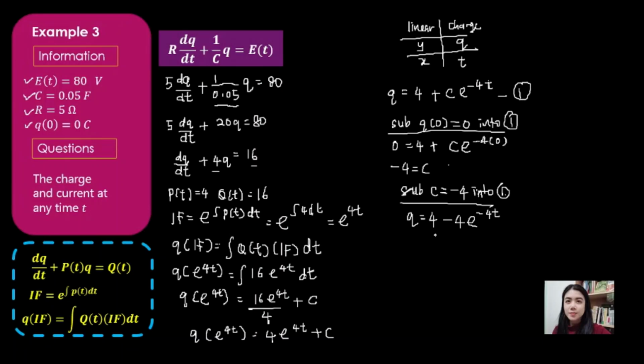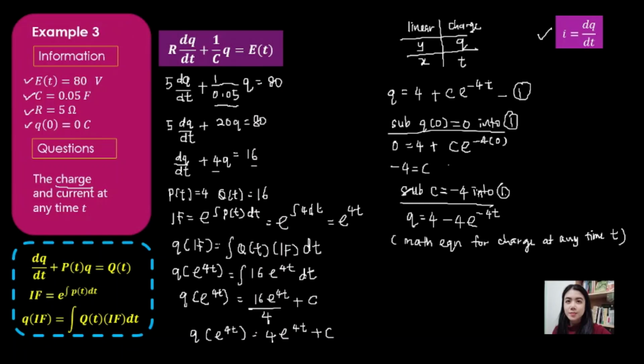This is the mathematical equation for the charge at any time t. Now we have settled this one, then we're going to find the current at any time t. So how are we going to find the mathematical equation that represents the current at any time t? The formula that we have just now is this one.